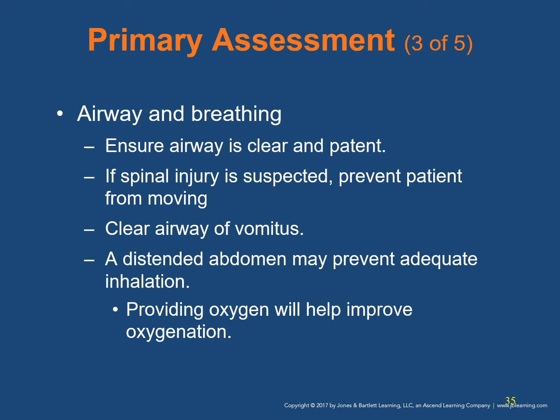In trauma patients, life-threatening external hemorrhage must be addressed before airway and breathing concerns. Airway and breathing. Ensure that the patient has a clear and patent airway. If a spinal injury is suspected, prevent the patient from moving. Clear the airway of vomitus so it is not aspirated into the lungs. Note the nature of the vomitus. A distended abdomen may prevent adequate inhalation. Providing supplemental oxygen will help improve oxygenation.